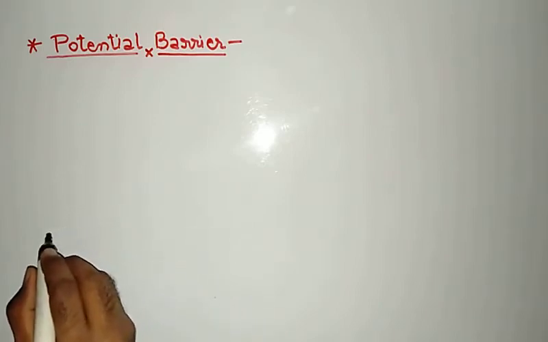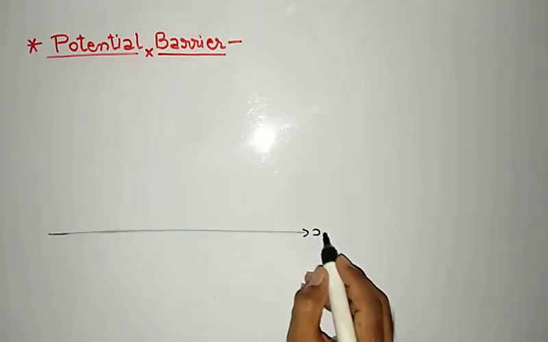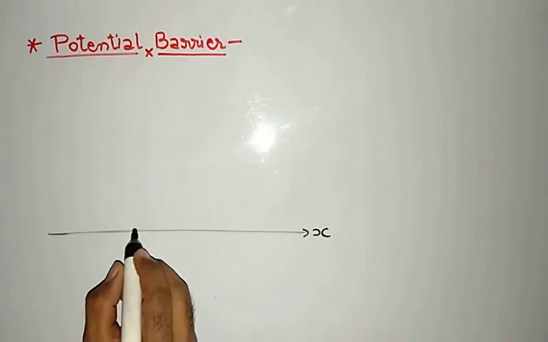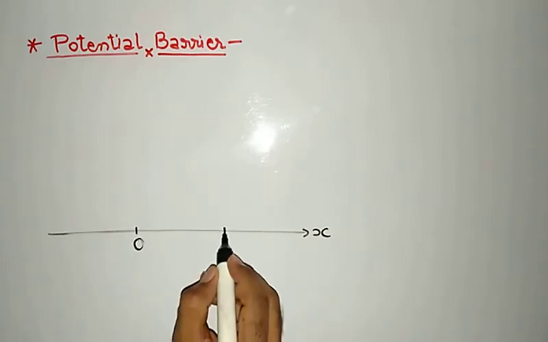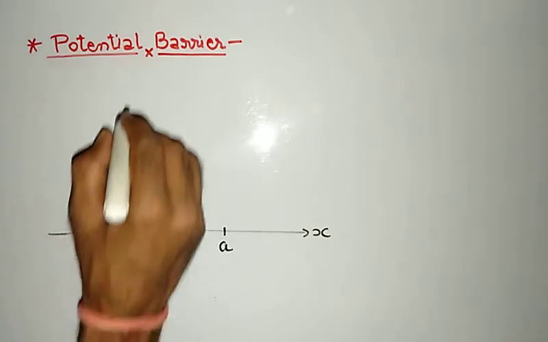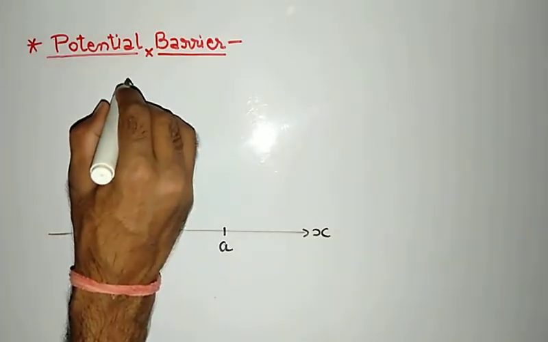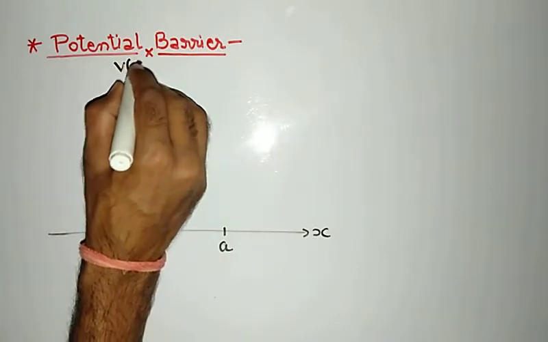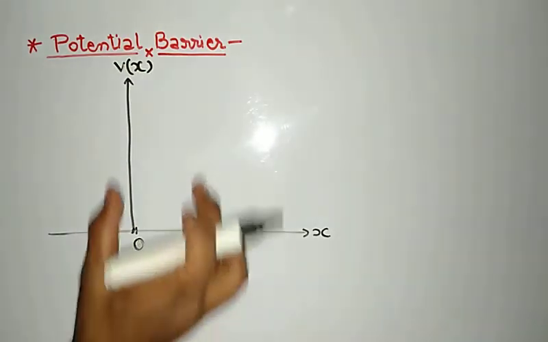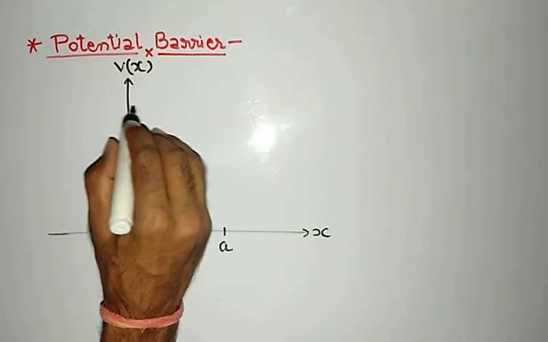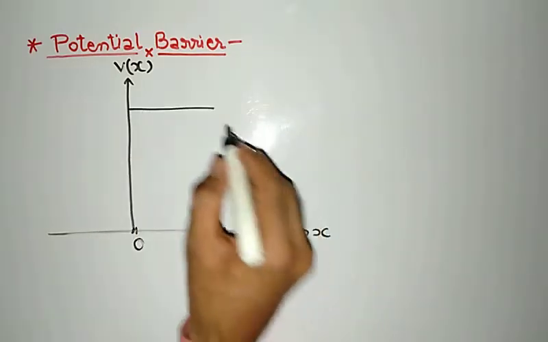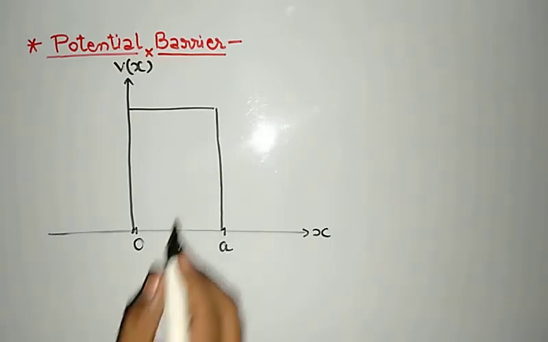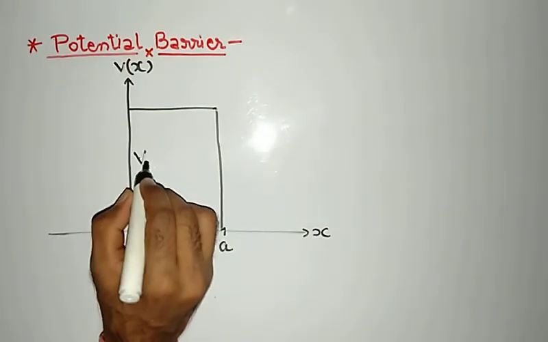So, this is x, that is for one dimension, taking 0 and point A. At 0 we are taking V(x) and V naught height we are considering up to point A. Join here. So, this is V naught.